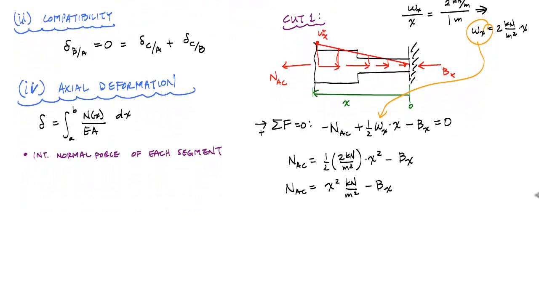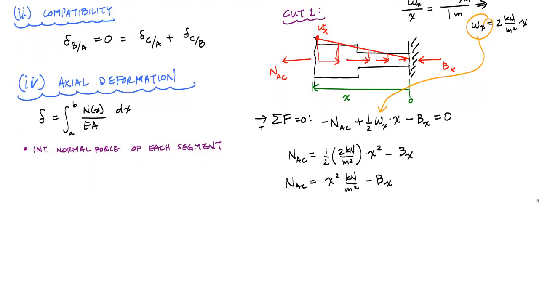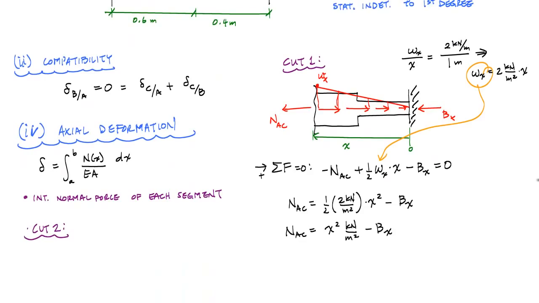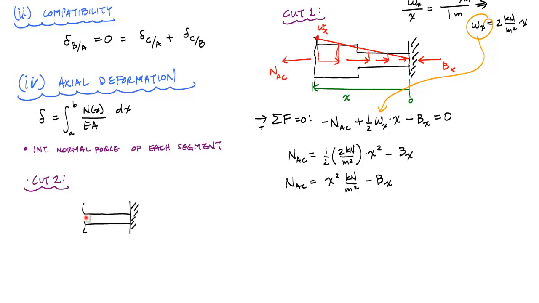Now if I repeat the process for cut 2, and I use the same coordinate system, so here's cut 2, I draw the free body diagram on the right, and I use another coordinate system where this is 0, and here at the distance to my cut I'm going to say is x, and here I have an internal force resultant, I'll call this NCB, and here is my Bx.